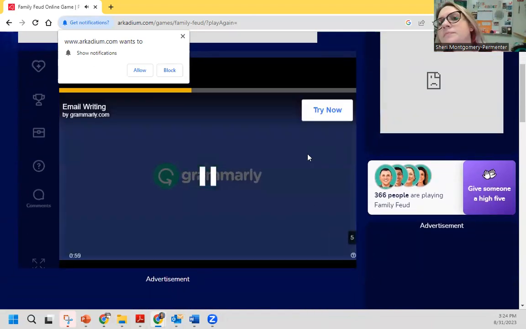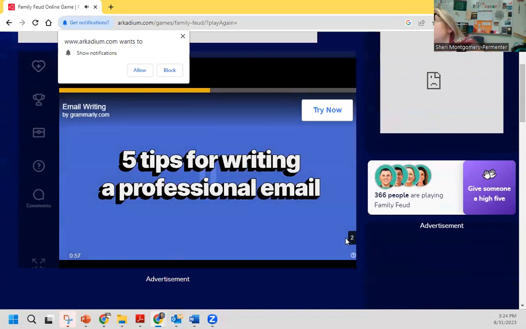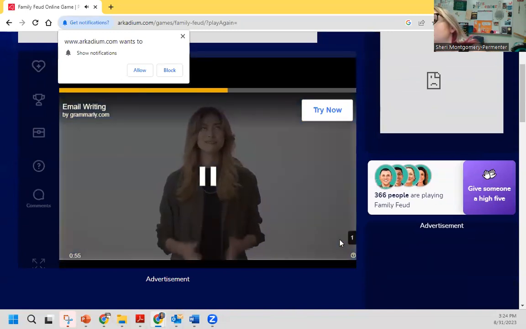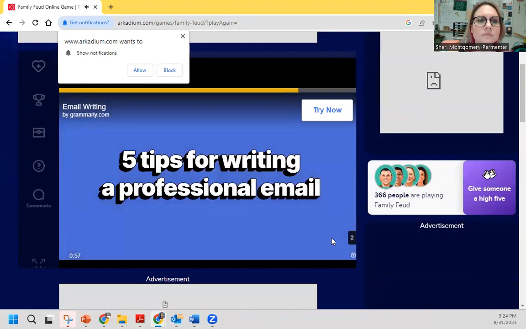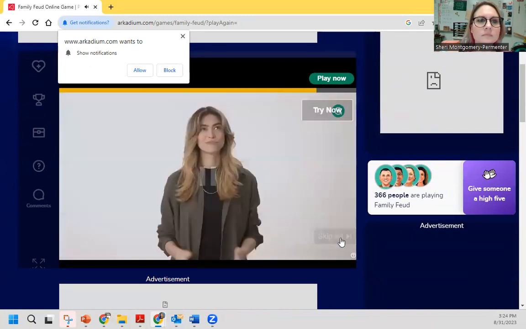Throw it away. Grammarly's 5 tips for writing a professional email. Email writing is super important. Grammarly's 5 tips for writing a professional email. Email writing is super important.